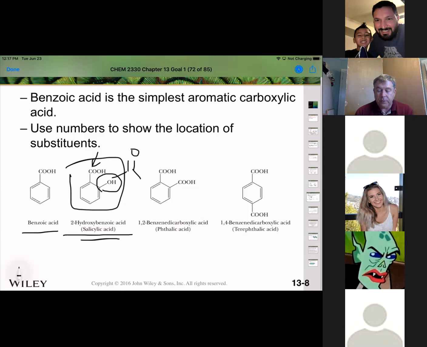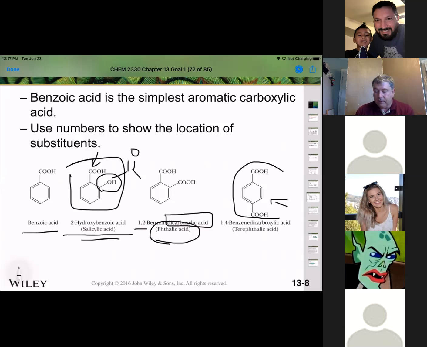Now, if you have 2 carboxylic acids on there, we're going to do the same thing we did before. We have benzene dicarboxylic acid, but we have to tell which the positions are. So 1, 2, and then this is 1, 4, okay? And there's also a possibility of having a 1, 3 if you had it there. Now, they have special names, and this particular one is called phthalic acid. One of the interesting things about phthalic acid is it's used as a derivative in plasticizers. So that new car smell is typically phthalic acid derivatives.